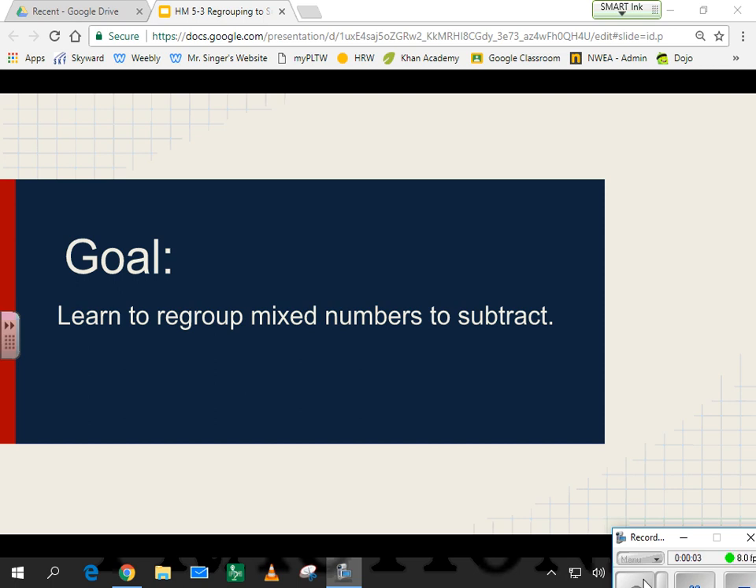Okay, welcome back. Today we're going to learn to regroup mixed numbers to subtract. So as you know, mixed numbers are different fractions that have whole numbers and a fraction part. So how are we going to actually subtract them? We're going to have to regroup them, and you know this method. We'll show you as we get going forward.